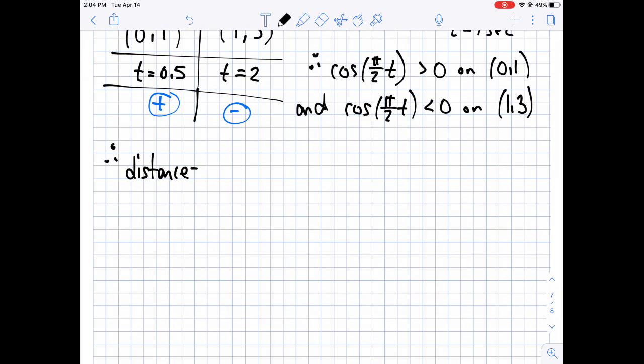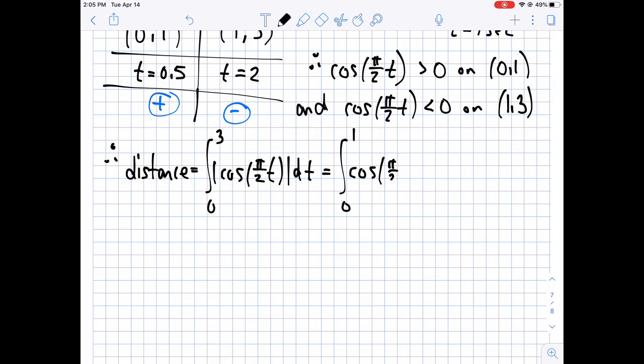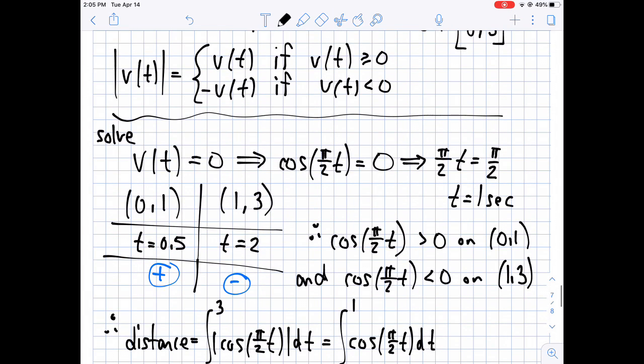So we have the integral from 0 to 3 of the absolute value of cos(pi over 2 times t), and we could split that up. We know from 0 to 1, the cos function will be exactly equal to itself. So from 0 to 1, we're going to just evaluate the integral of velocity itself, just cos of pi over 2t. But from 1 to 3, we know that the function is going to be negative. And so we're going to be replacing it by, essentially, negative itself when we drop the absolute value.